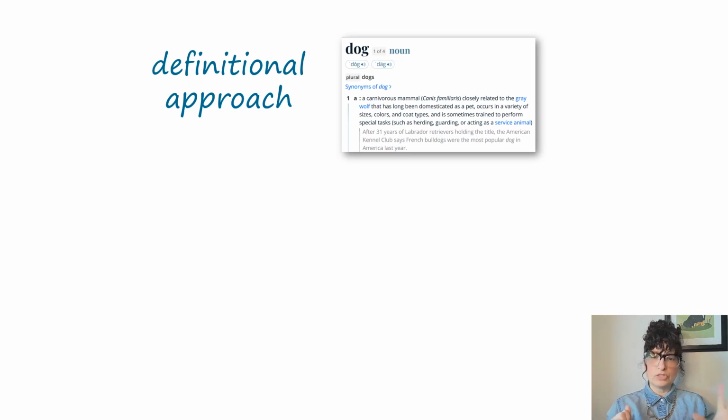So the first approach is the definitional approach, based on some definition, and that definition is going to include the features that are necessary and sufficient in order for an object to be included in a particular category. So if a dog meets all of the listed features here, those are necessary and sufficient for an example to meet the category definition of a dog.